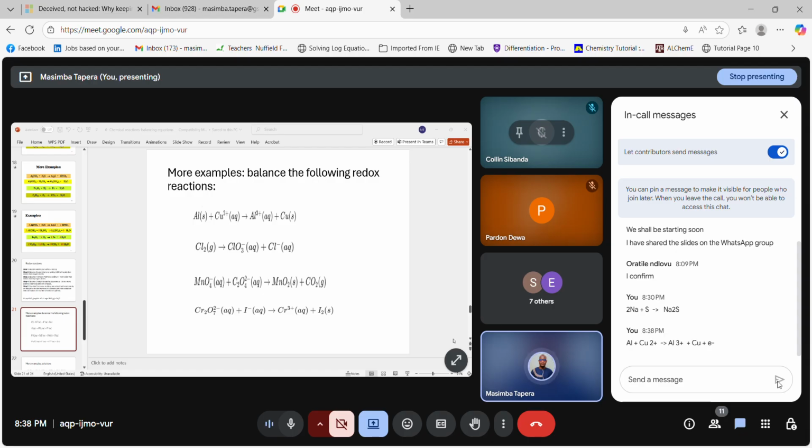There's another way of balancing this equation using half reactions. We'll discuss that next time, but for now let's move on to the next equation.